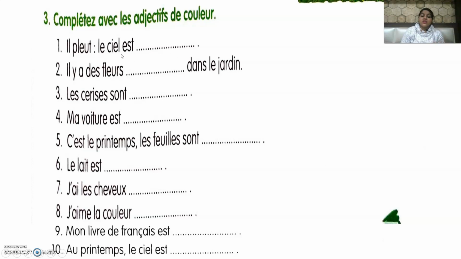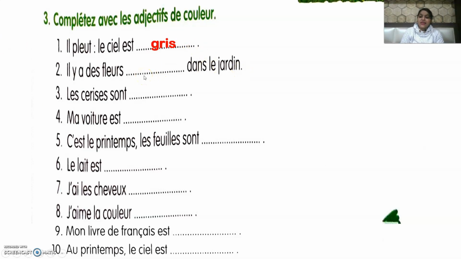In this exercise, the answers may vary from person to person. It's your choice, or you can just copy the same answers which I have written. According to me, if it's raining, the sky is grey. So I have written le ciel est gris. Second one: il y a des fleurs dash dans le jardin.